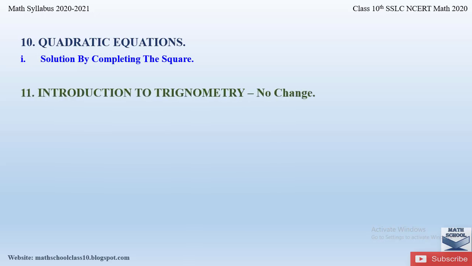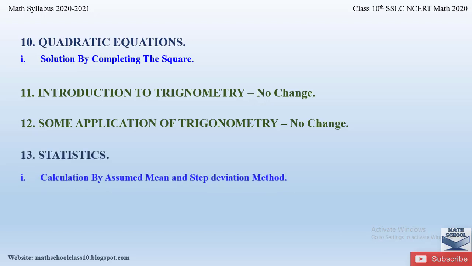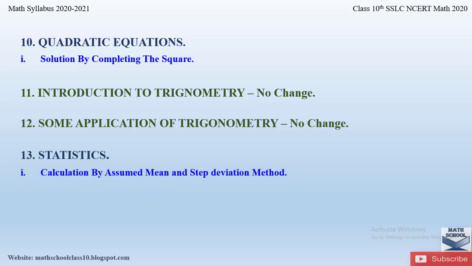Then the 11th chapter is introduction to trigonometry. Again, there is no change. Some applications of trigonometry, also there is no change. So these two chapters have been retained as they are in your syllabus. Then the 13th chapter is statistics, where there are certain changes. The calculation by assumed mean and step deviation method has been removed. So you don't have to study this method. So these are the changes in the chapter statistics.